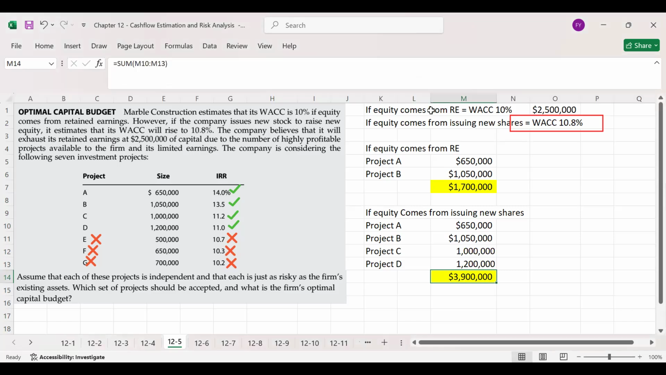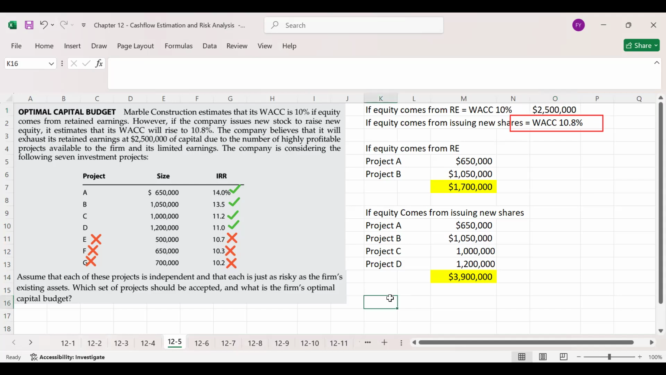One is the company can finance these projects by retained earnings. So retained earning is limited, and the company can finance only two projects, project A and project B. And if the company opts to finance from issuing new shares, then the company can finance all four projects, A, B, C, D, because their IRR are higher than the weighted average cost of capital.